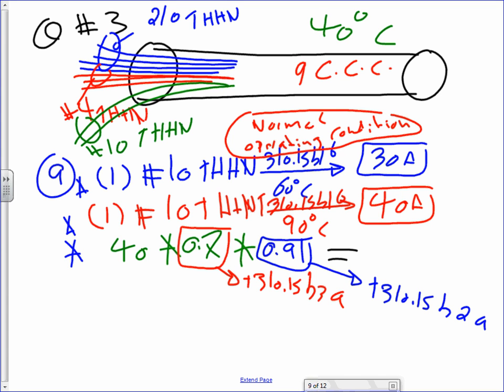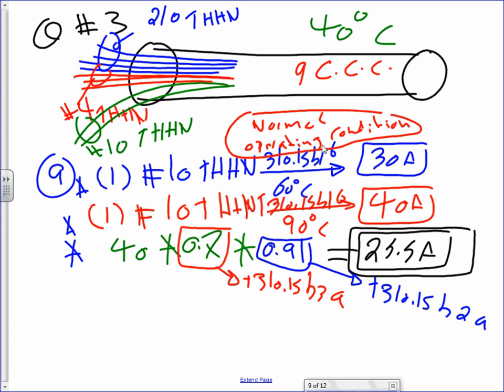Everybody knows where these numbers come from. One of them is because of temperature, the 0.91. The ambient temperature is 40. Can you guys see the 40 ambient temperature? And the other one is 0.7 because of 9 carrying conductors. When you do your math on this paper, you end up with 25.5 amps. That's how much current this conductor can carry. How much current can this conductor carry under these circumstances?